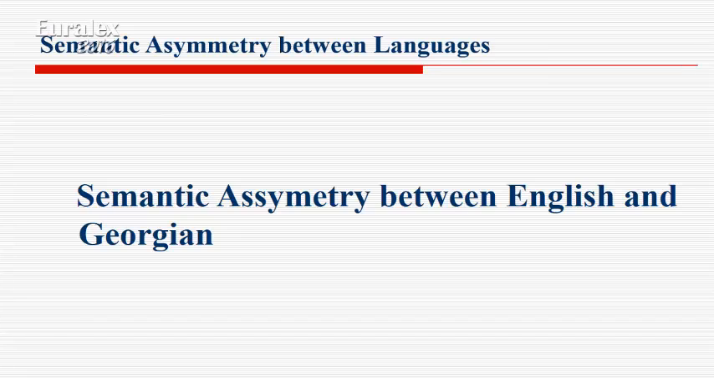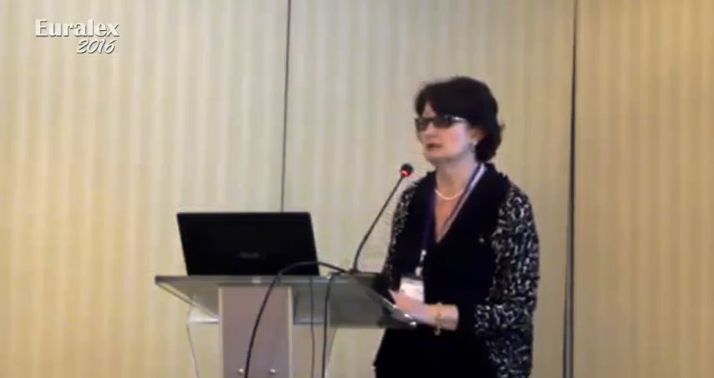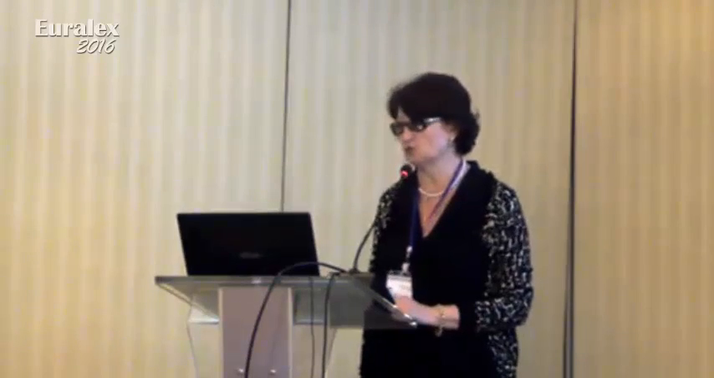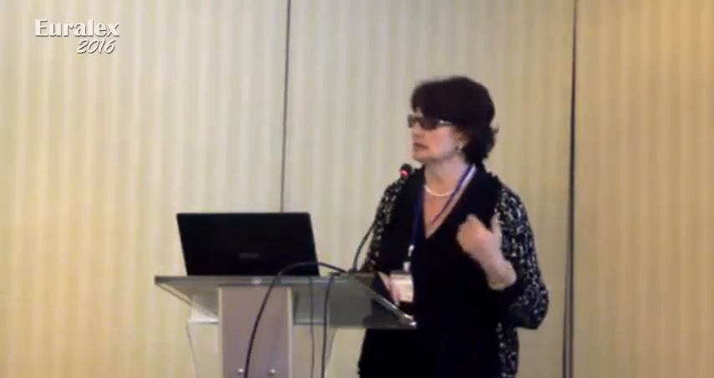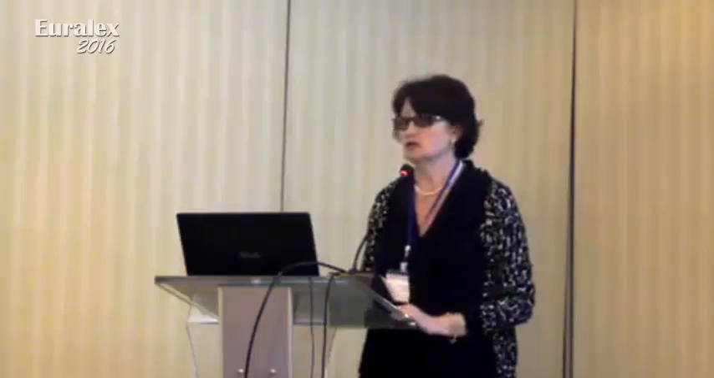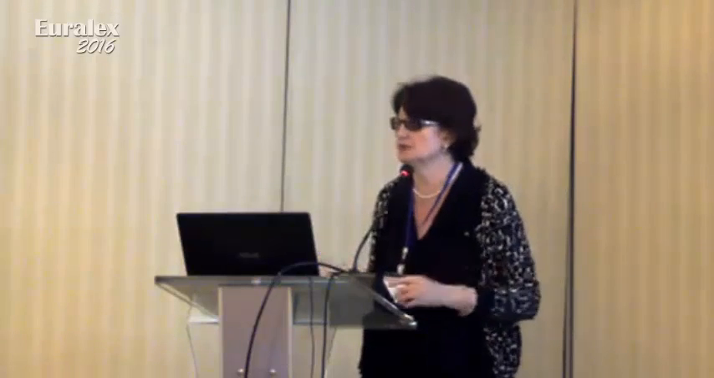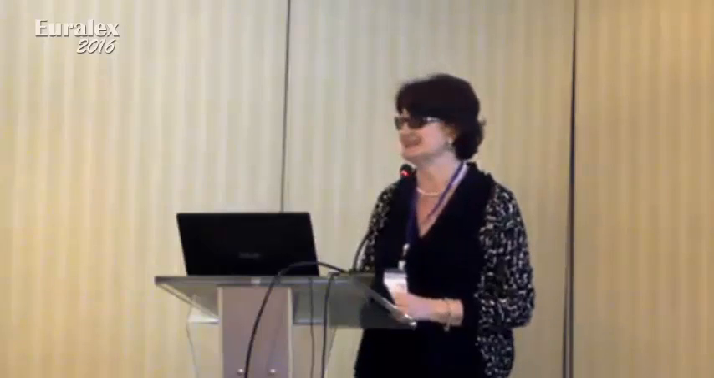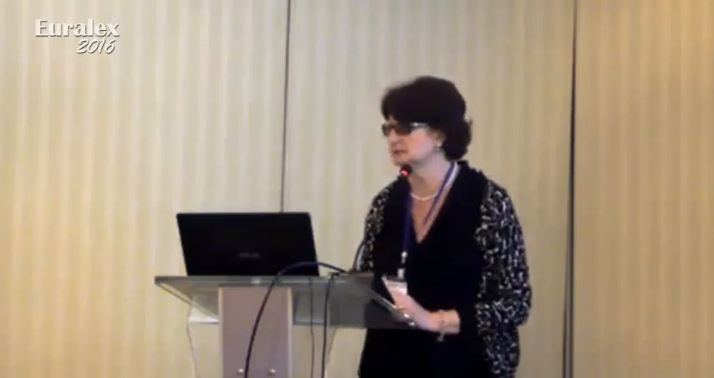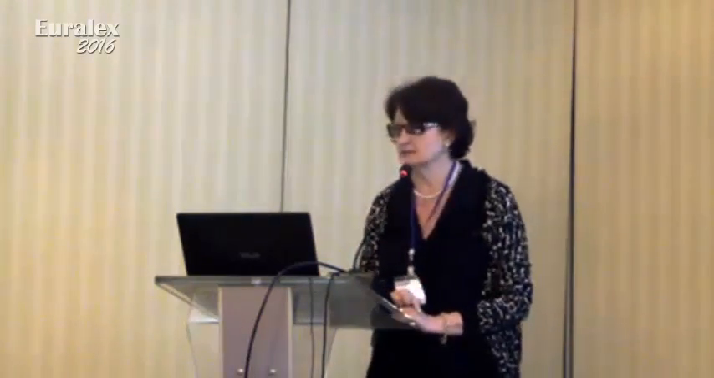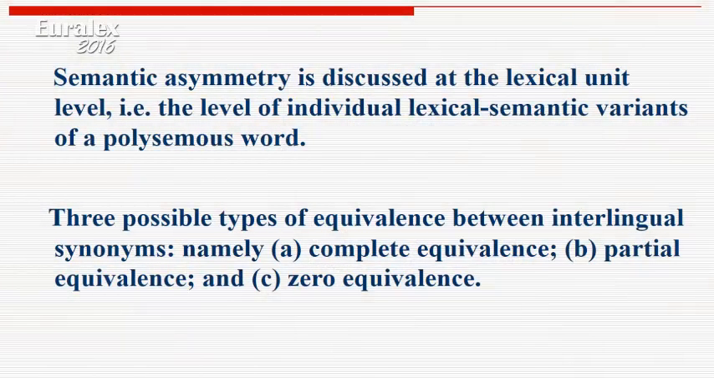Talking about semantic asymmetry between languages and between English and Georgian, we also studied this problem between European languages like English and German and English and Dutch and other languages, but unfortunately the format of 20 minutes does not allow us to speak about all this today, but this is all reflected in our paper, so you can look at more examples later. Semantic asymmetry is discussed in our paper at the lexical unit level, that is the level of individual lexical semantic variants of a polysemous word.